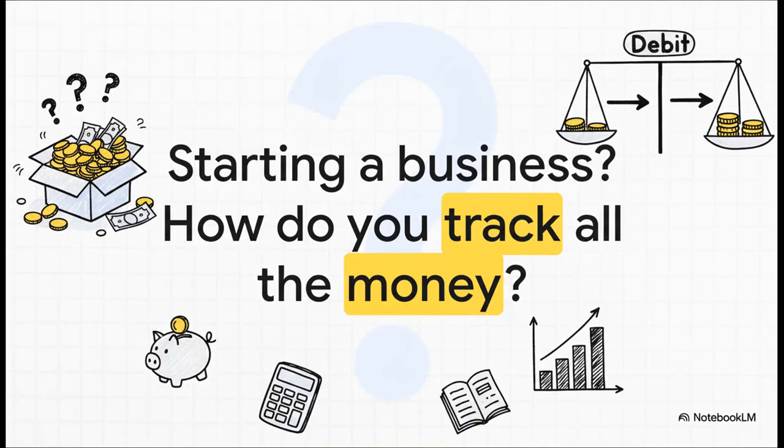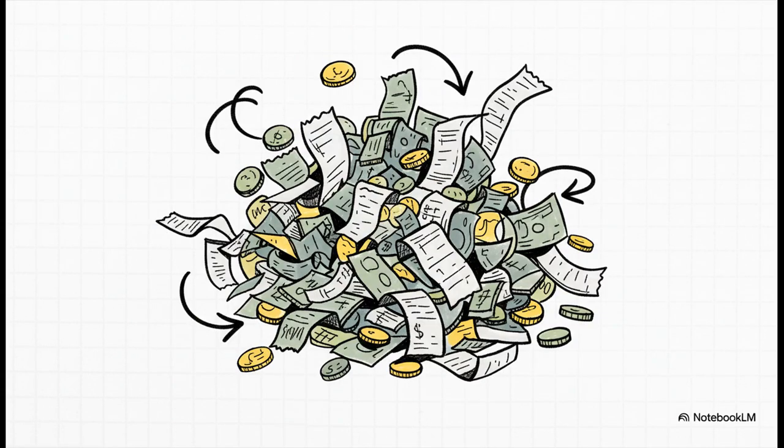So let's say you've got this brilliant idea for a business. You're ready to go. But then reality hits you, right? How on earth are you supposed to keep track of all the money? You've got loans, sales, expenses. It can feel like a total mess. In the beginning, your finances probably look a little something like this, just a jumble of notes and numbers. It's basically financial chaos. And without a system, it's pretty much impossible to know if you're actually making money or if you're heading for trouble.